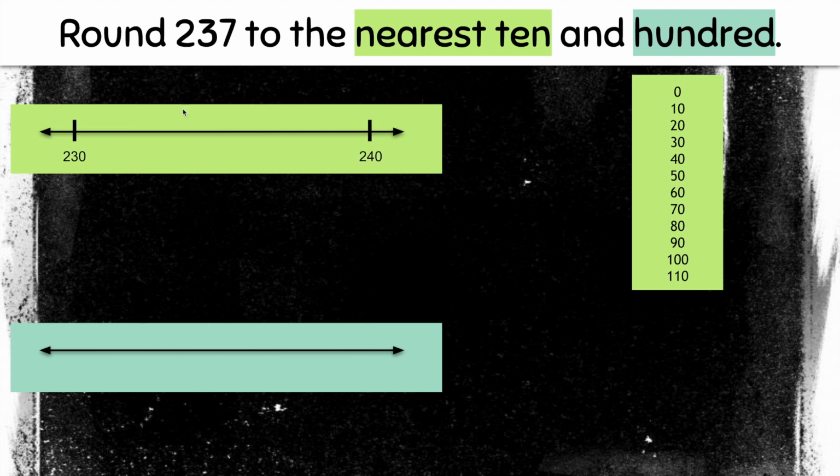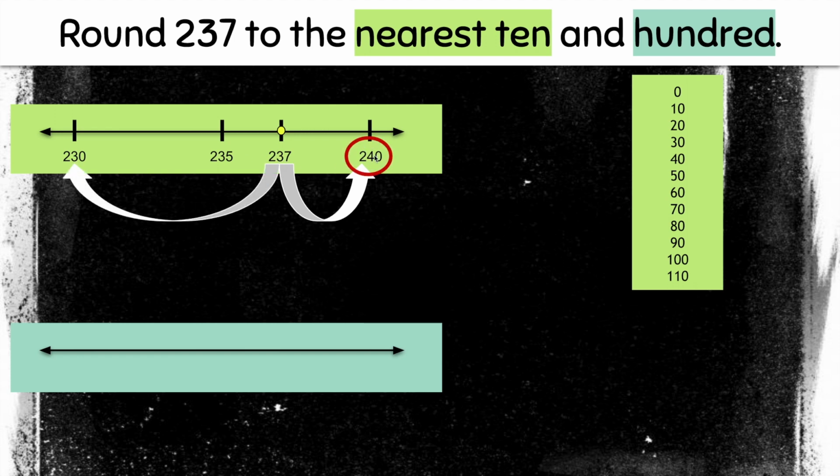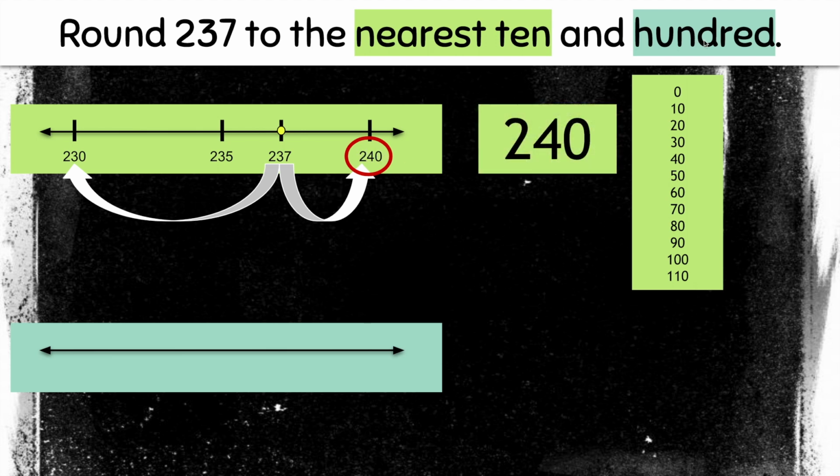We know 37 falls somewhere between 30 and 40. We know halfway between 230 and 240 is 235. 237 is greater than 235. So does 237 round to 240? Or is it closer to 230? 237 is closer to 240. And remember, we're rounding to the nearest 10. That's why we're counting by tens. 240. And now we will round to the nearest 100.